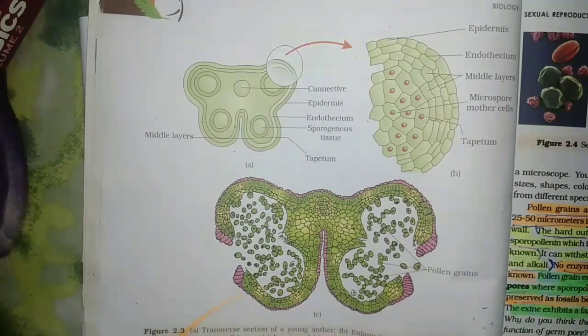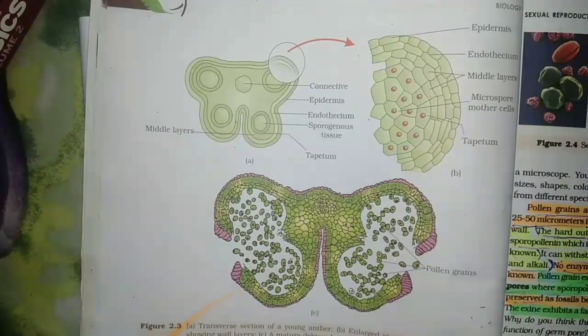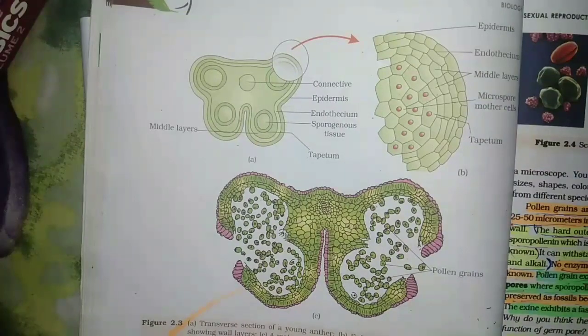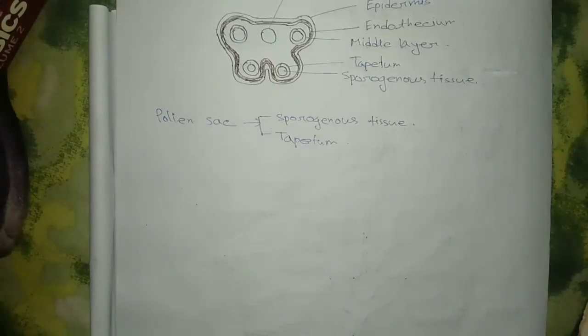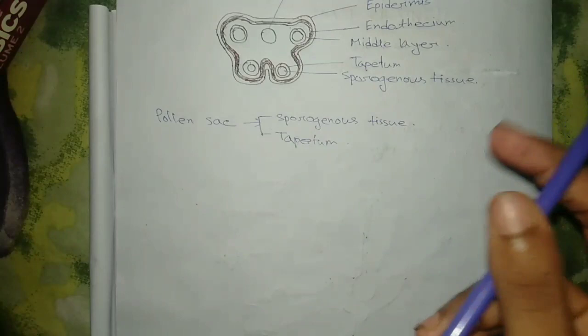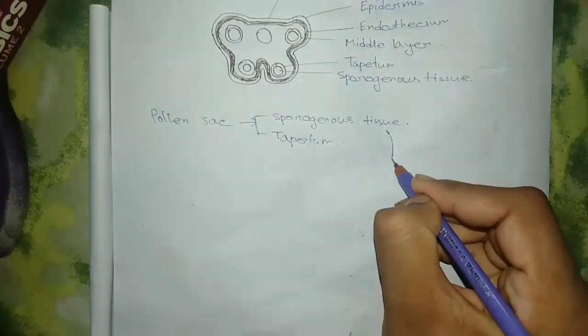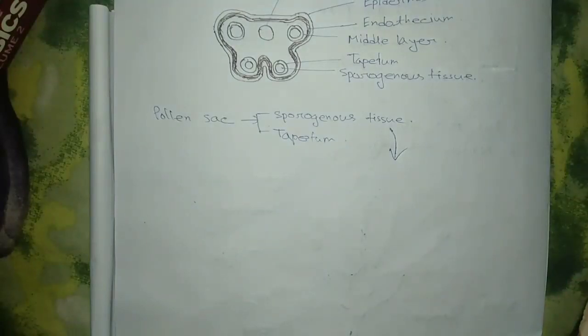For better understanding, you may see this part. Now I will be talking about microsporogenous tissue. It takes an important role to produce pollen.